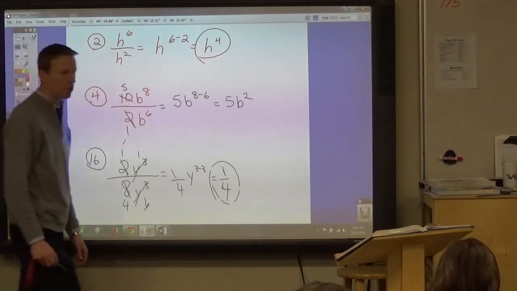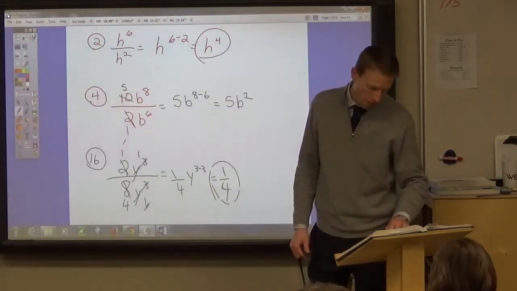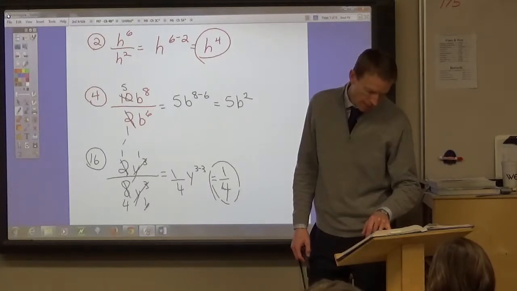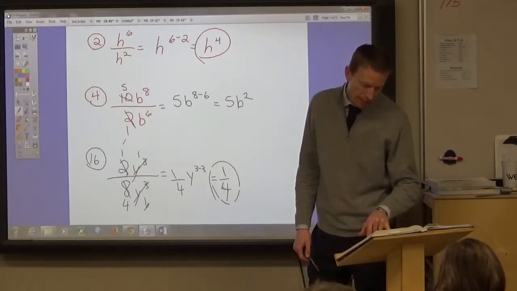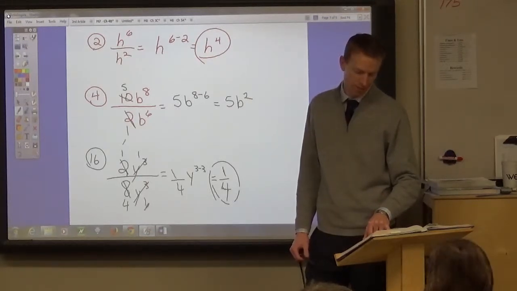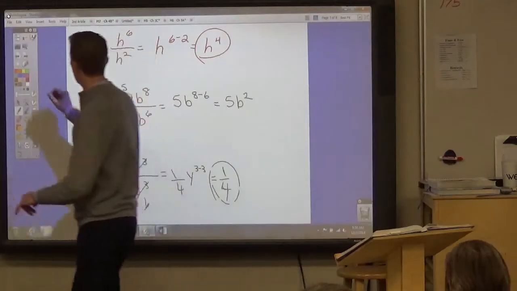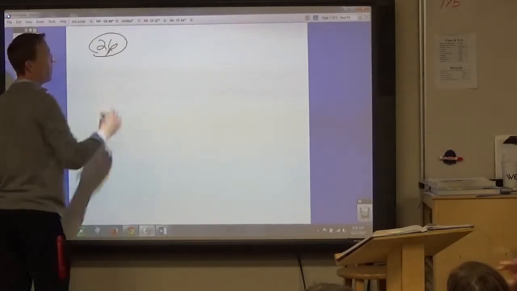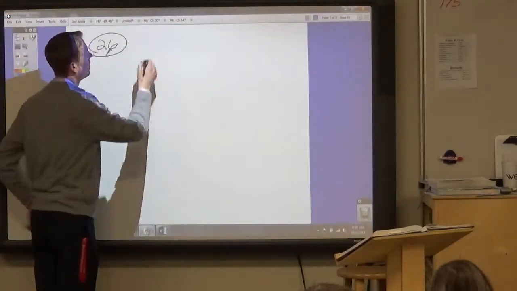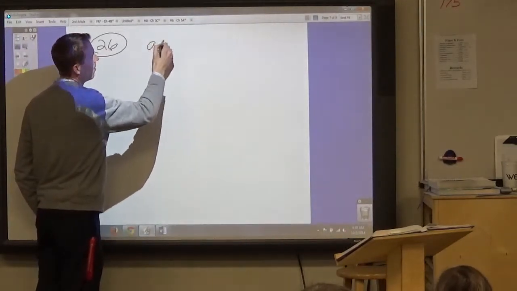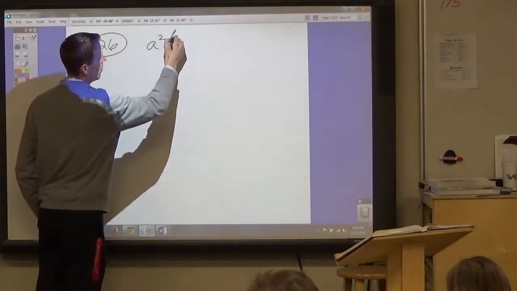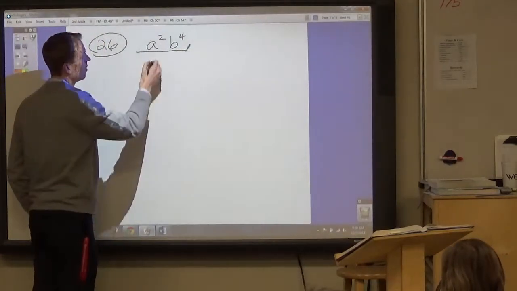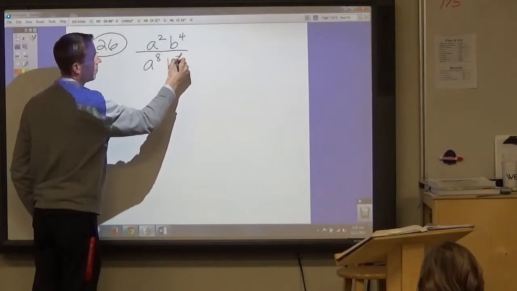Okay. How about with more than one variable? How about one like, let's see, number 26. It says write each expression without a fraction bar. Somebody read that question for me. Dylan? Okay, a to the second power, and then b to the fourth power, and then a little line thing, that's your division sign. Over a to the eighth power, and then b to the second. Good. Okay.